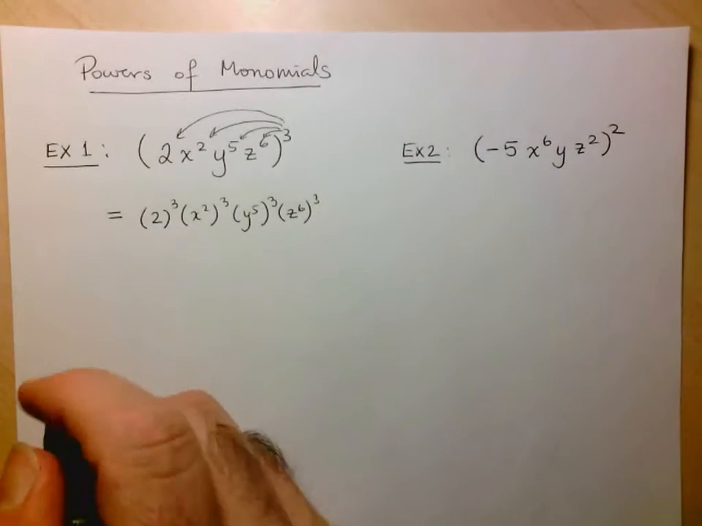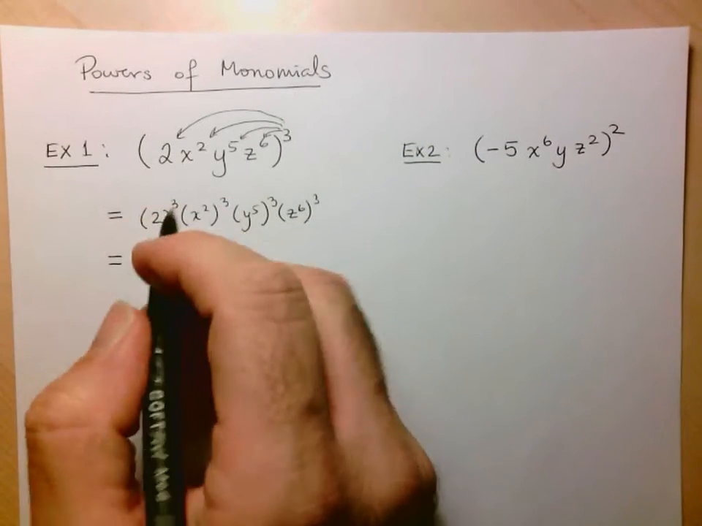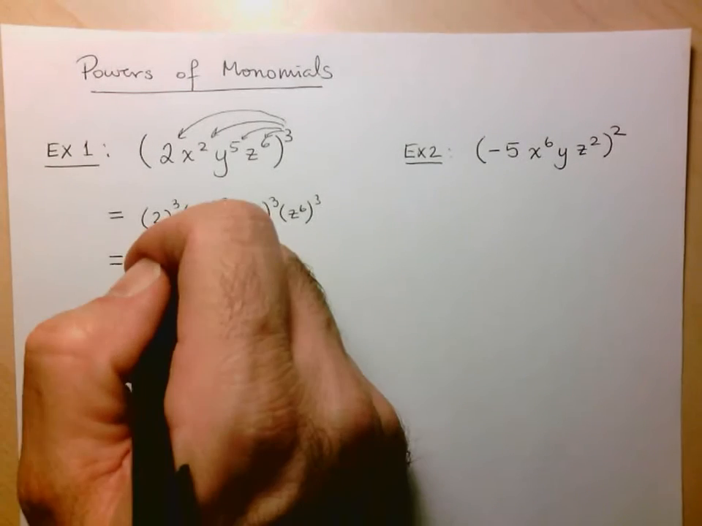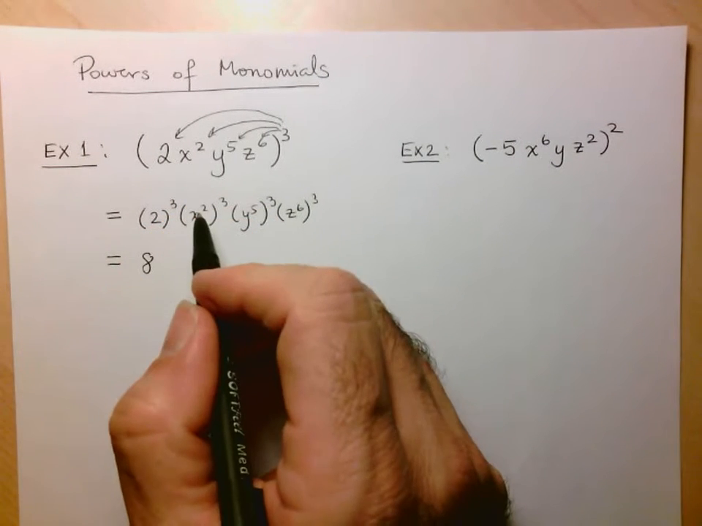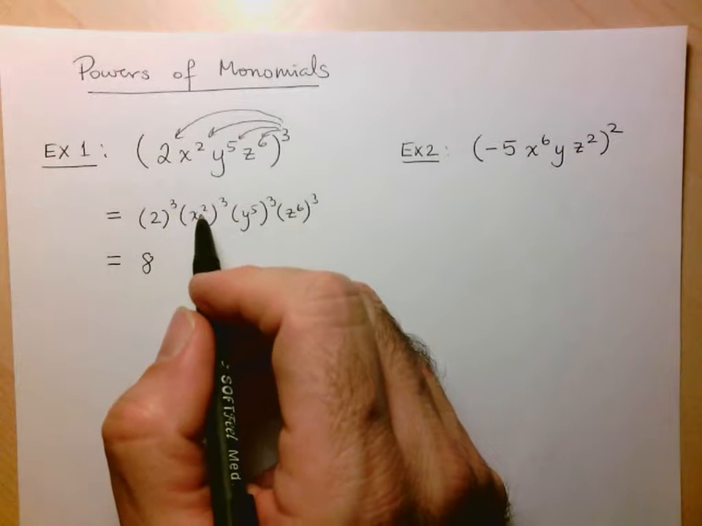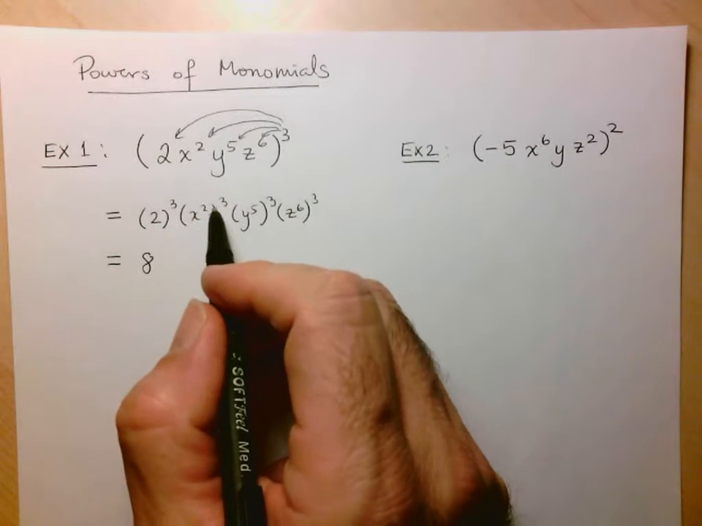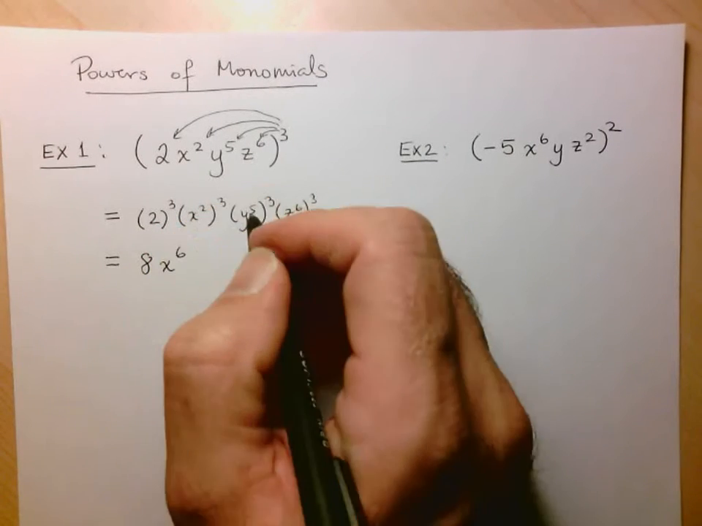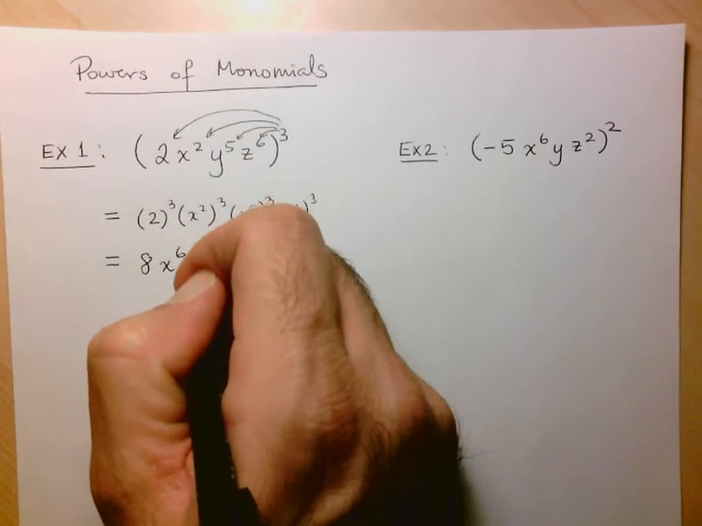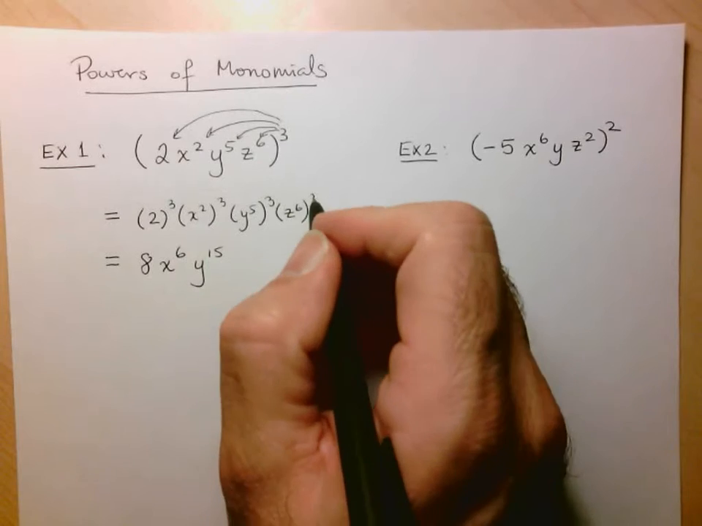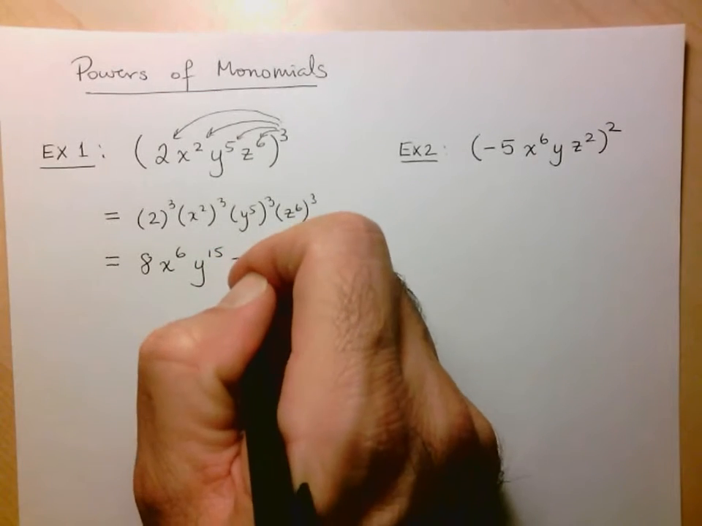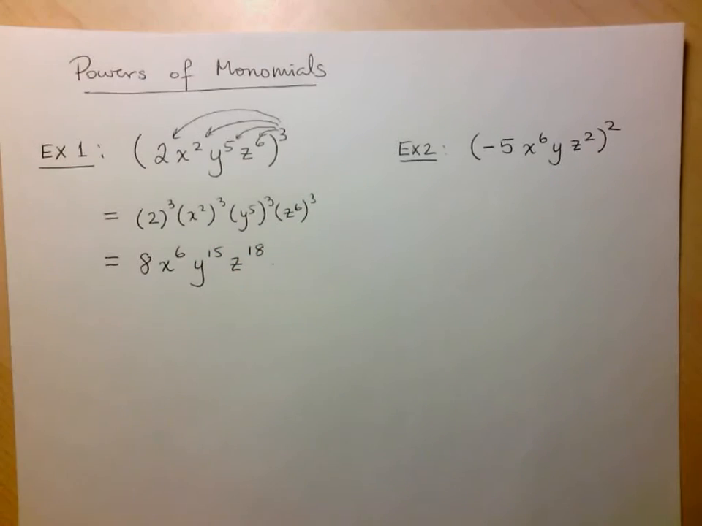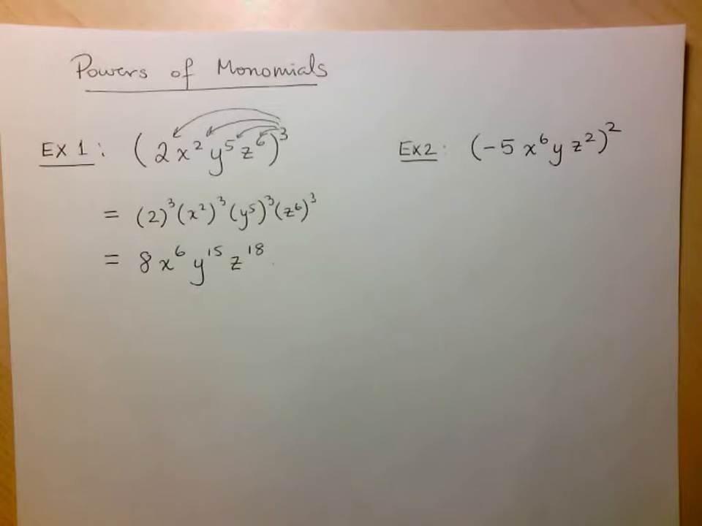Now from here we use our properties of exponents. So 2 cubed, 2 times 2 times 2 is just 8. Here we use the power of a power law. We know that when we have a power of a power, we multiply the exponents without changing the base. So x to the 6th, 5 times 3 is 15, so y to the 15, and 6 times 3 is 18, so z to the 18. And there's our final answer.